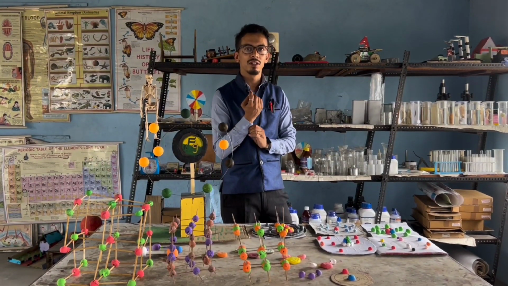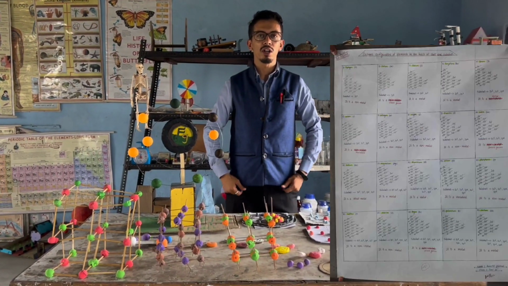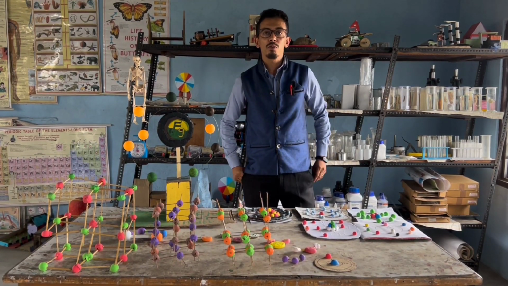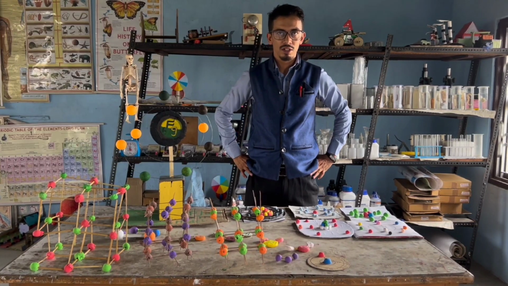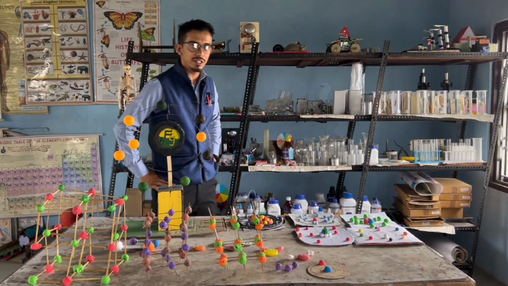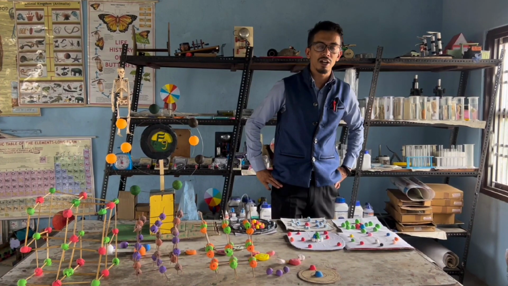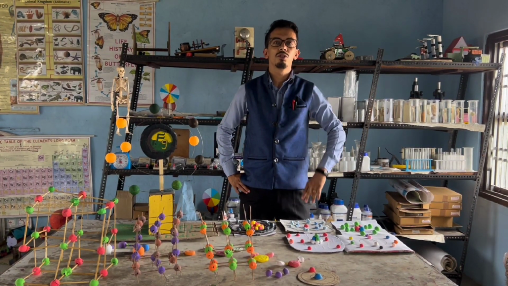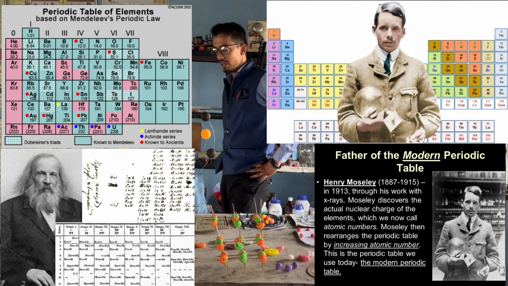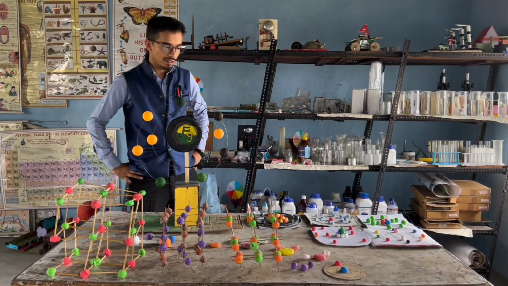Good afternoon everyone. Today we are going to learn about elements and atomic structure. There are 118 elements which are arranged according to their characteristics, features and similarities into two different tables. One is Mendeleev's periodic table and another is the modern periodic table.